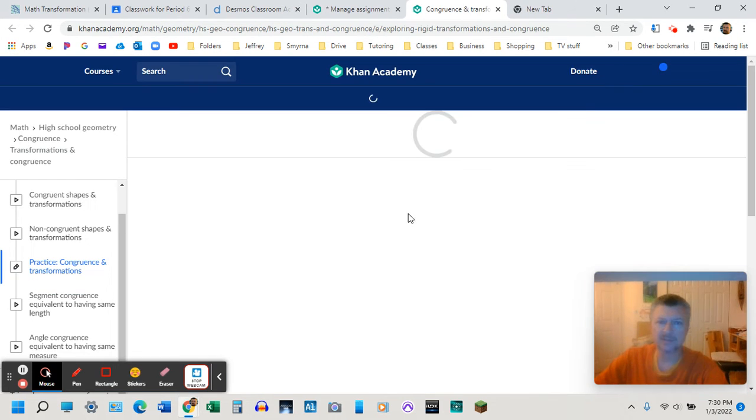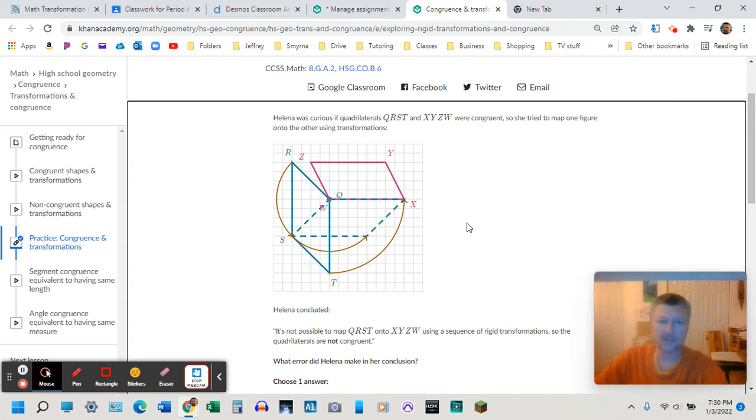Congruence and transformations. Okay, so look at this one. Okay, so now this has something that says, Helena was curious if quadrilateral QRST and XYZW were congruent. So she tried to map one figure onto another using transformations. Okay, it looks like she did, okay, she went over to here. So you're moving this one to here. So she did a rotation, right? And then a reflection.